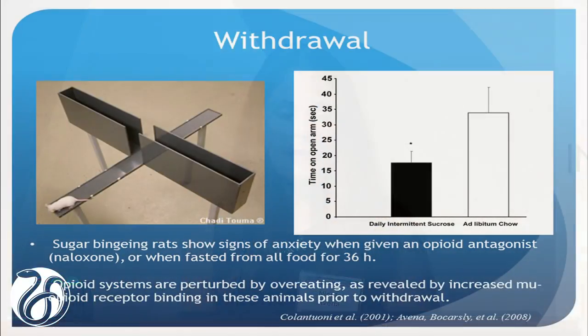We've also seen signs of withdrawal, and this is something that we can measure in the laboratory by looking for physiological changes, signs of anxiety. When we have animals that are over-consuming sugar and we take the sugar away, or we give them an opioid antagonist, which blocks opioid receptors in the brain, we see signs of distress and anxiety emerge. These animals will spend less time exploring this elevated arm of a plus maze, which is indicative of an anxiety state. And we also see that these animals will show somatic signs of distress.